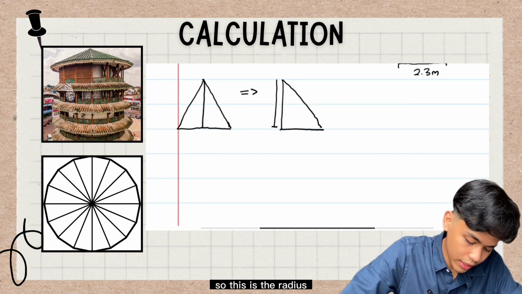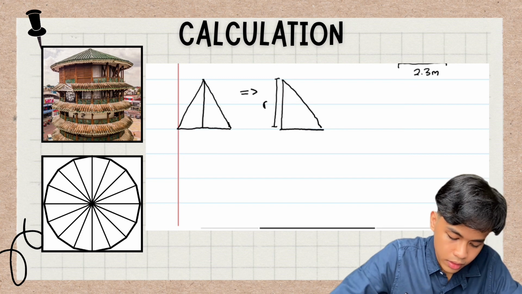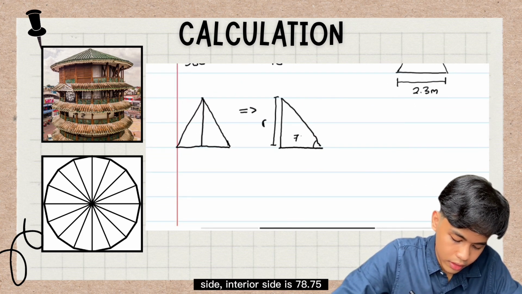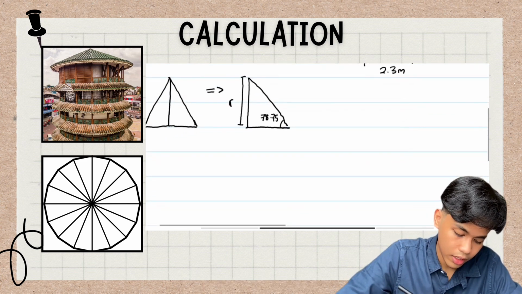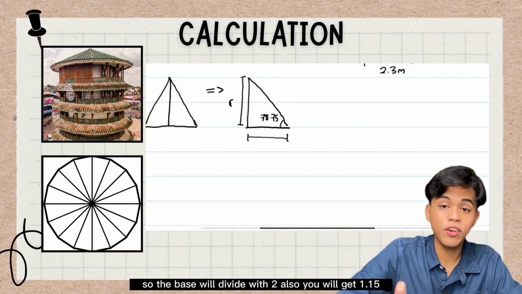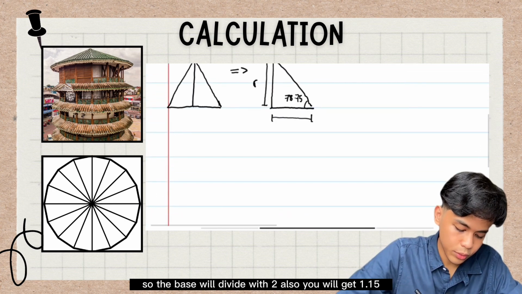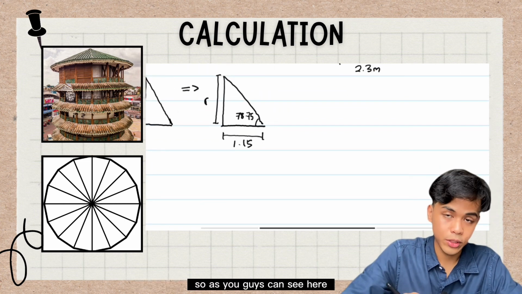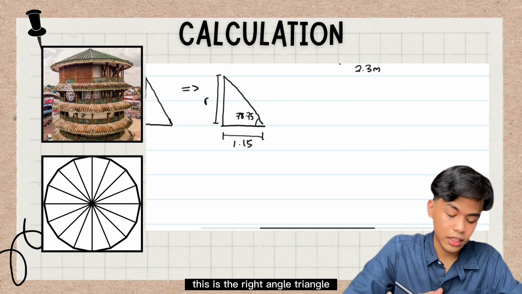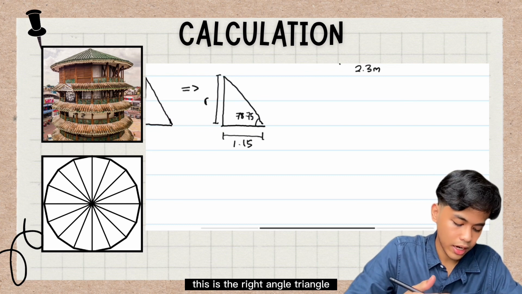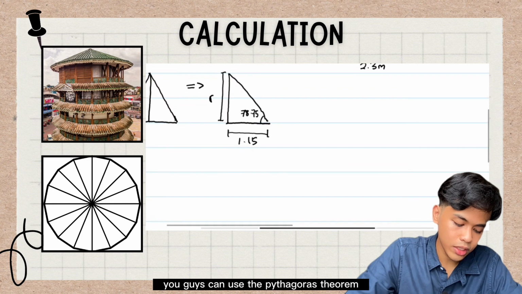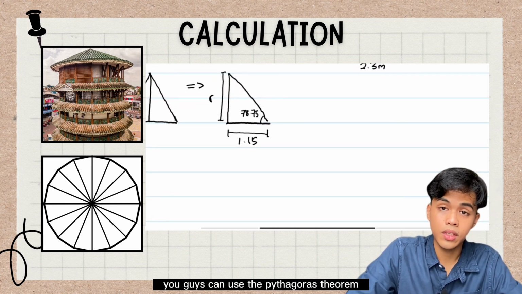So this is the radius, this is the side. The interior angle is 78.75. So the base will be divided by 2 also. You will get 1.15. So as you can see here, this is a right angle triangle. When you have a right angle triangle, you can use trigonometry.